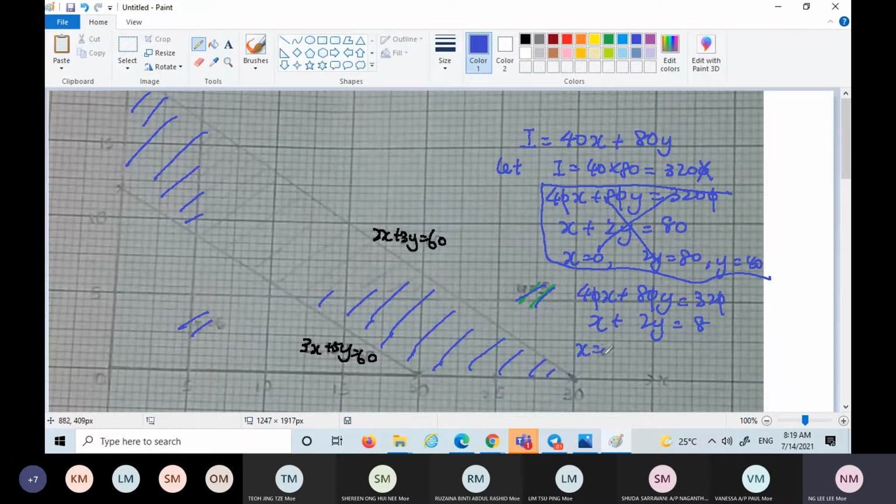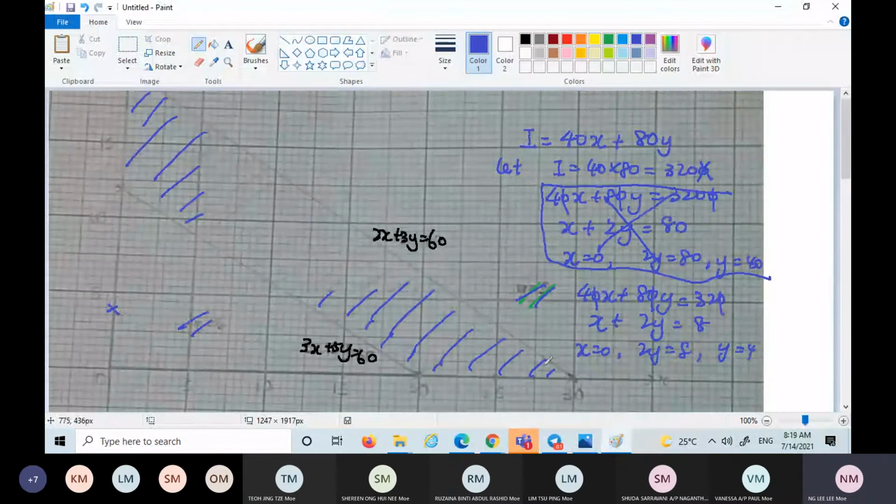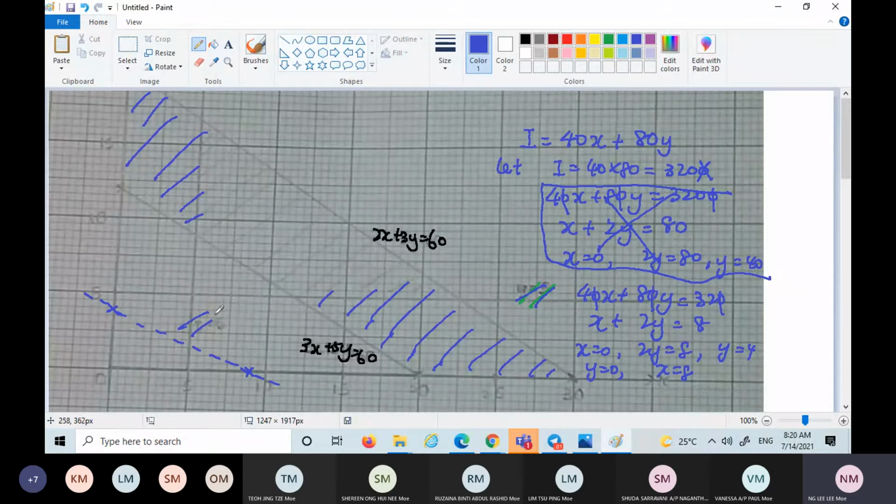Now when x is 0, y is 4. Y is 4 is somewhere here. When y is 0, x is 8. 8 is here. So use a ruler and join. And then use the ruler parallel with this dotted line, and then push.